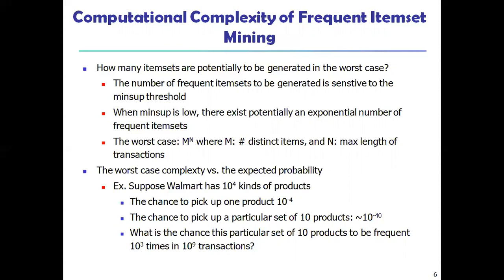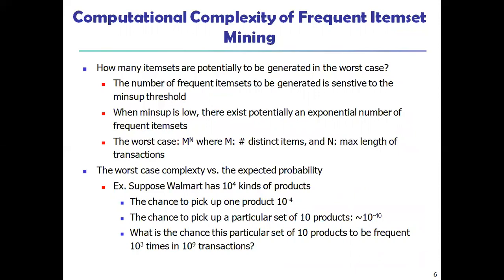Like this, the number of frequent items to be generated is sensitive to the minimum support threshold. People will find how many transactions have happened so far, and how many people are interested in that combination. With those transactions, they'll take a minimum support threshold and do the marketing. When minimum support is low, there potentially exists an exponential number of frequent item sets. In the worst case, it is m to the power of n, where m is the distinct number of items and n is the maximum length of the transactions.